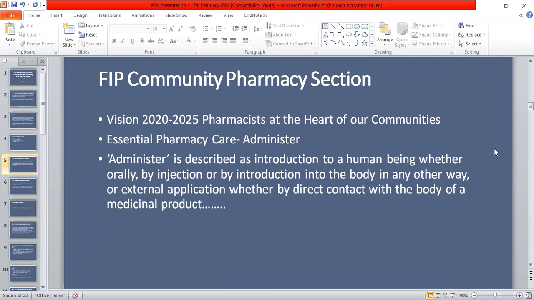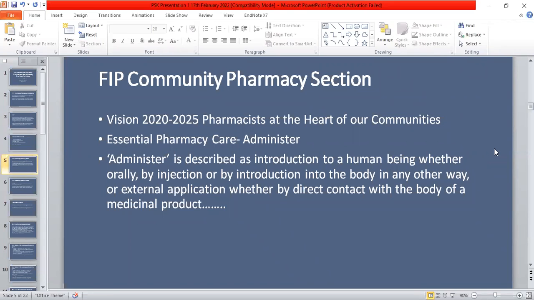So the FIP Community Pharmacy section is particularly important because there are certain updates there that are affecting us directly. They have a Vision 2020-2025, pharmacies at the heart of our communities. And there's a focus on essential pharmacy care. And the word that we need to look at very keenly here is administer. So that has come out very, very clearly.